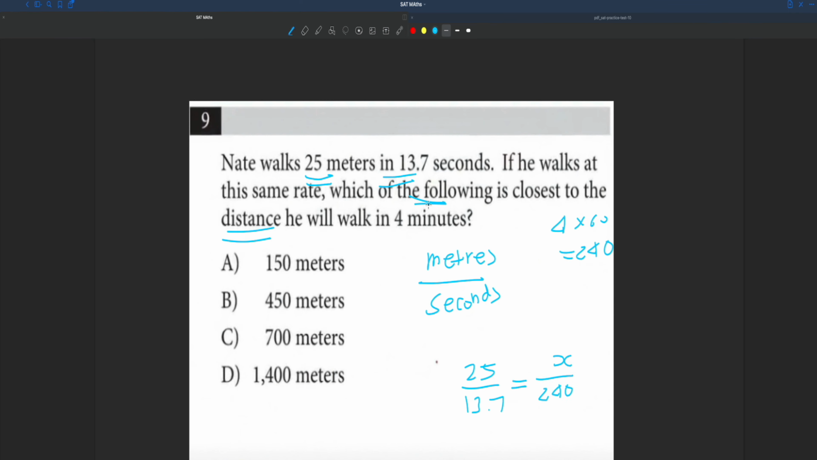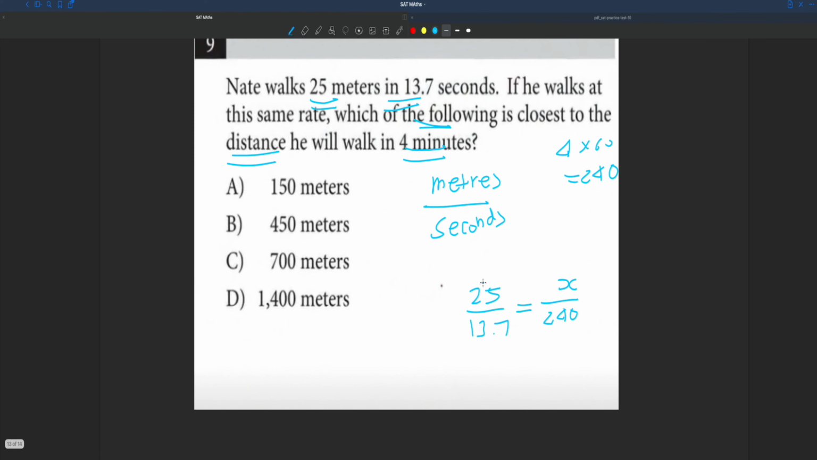So you guys have to be careful of the units here, because sometimes you may be confused and you might just write x over 4, which will lead to a different answer. Alright, so now we can cross multiply again. 13.7 times x and 25 times 240. So it's 13.7x equals 6,000. And if we divide both sides by 13.7, it will give us something like 437.95. So the correct answer is B, because B is the closest to the answer we got for x.